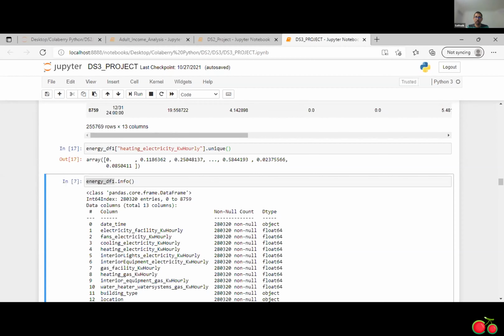$273. So 273.64 is the highest value that column is taking. So it looks like there are about 25,000 rows which have heat underscore electricity available. The rest of them don't. Okay, so the rest of them are zeros.